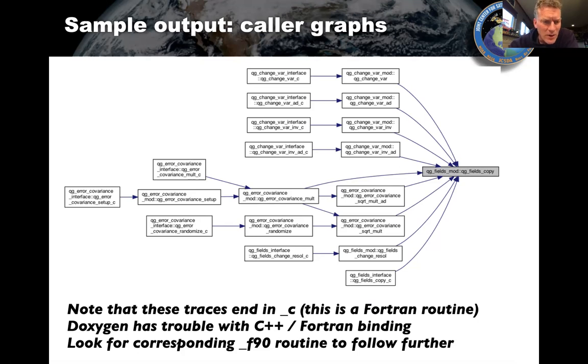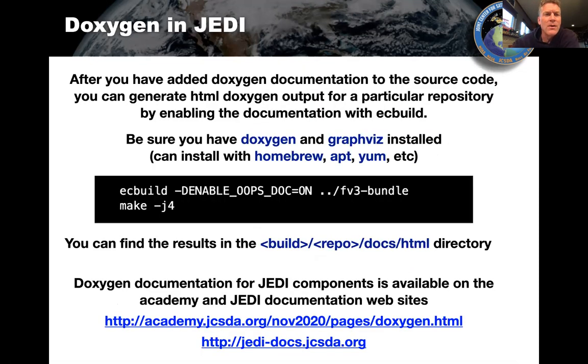So in order to follow this chain further, this is being called from C++ in all these different cases. To see which C++ commands are calling them, you can look for the corresponding _F90 command. Each of these _C commands has an _F90 command that is a C++ routine bound to the Fortran routine. So you can look for those and follow this dependency graph further.